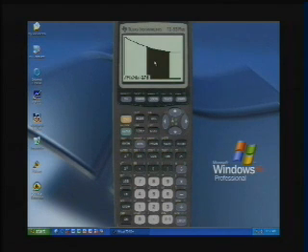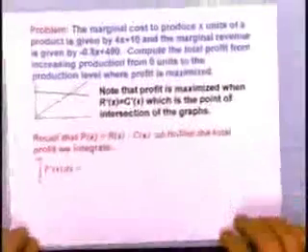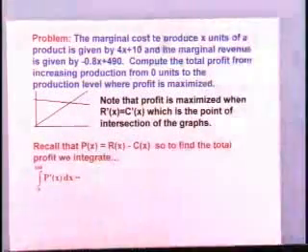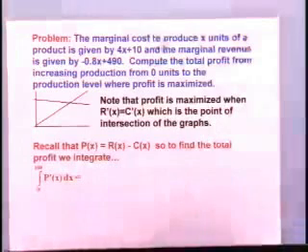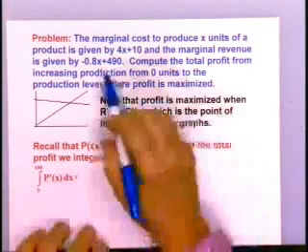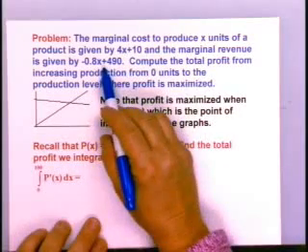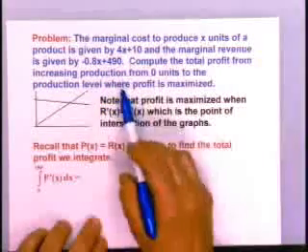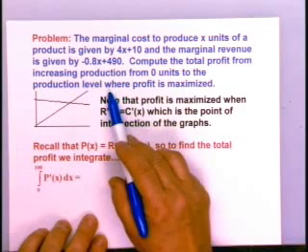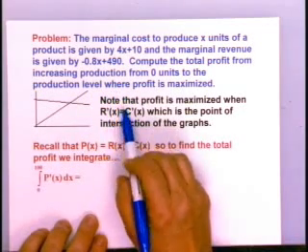Now let's go back to our notes and look at another problem. The marginal cost to produce x units of a product is given by 4x plus 10, and the marginal revenue is given by minus 0.8x plus 490. Compute the total profit from increasing production from 0 units to the production level where profit is maximized.